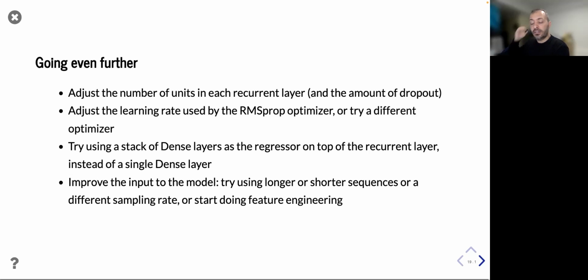You can adjust the learning rate. This is important. The model might be just fine, but other things like the learning rate or the optimizer itself could be not the best for this task. You can also try using a stack of dense layers as the regressor on top of the recurrent layer. So you don't have to use only one dense layer after the recurrent ones. You can have one or two before and then have the output. Or you can improve the input to the model. So you can try to use longer or shorter sequences, or try a different sample rate; we used per hour. Maybe something different works better.